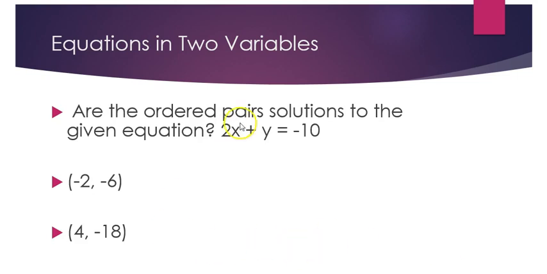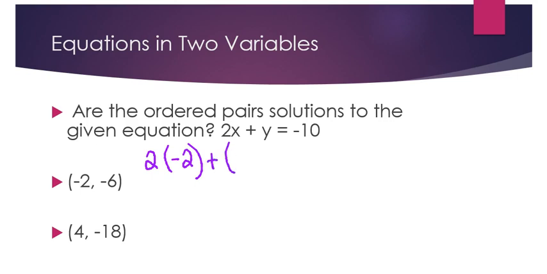Okay, are the given ordered pairs solutions to this given equation? 2x plus y equals negative 10. Okay, so all you're going to do is take the x and plug it in for x and the y and plug it in for y. So looking at the first one, (negative 2, negative 6), we're going to take 2, we'll multiply it by negative 2.